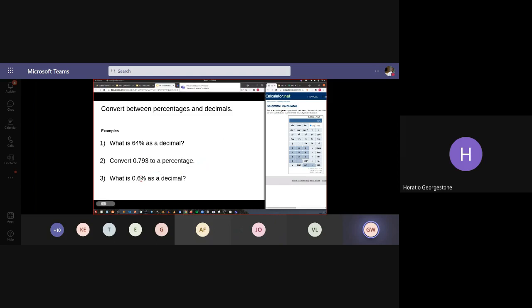And then the last one, 0.6% as a decimal. So 0.6 divided by 100, and we get 0.006. The way that I find it helpful to think of these is that the number 1 as a decimal is 100%, the number 0.1 is 10%, and the number 0.01 is 1%. So 0.6% is a bit less than 1%, so it's a bit less than 0.01.